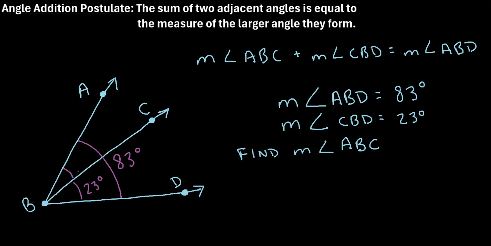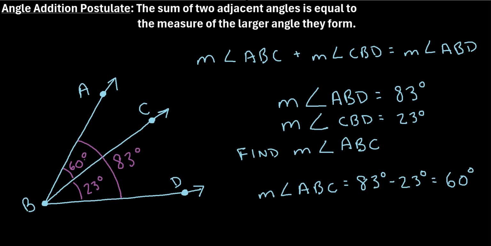Well, since we know that these two smaller angles must add up to the larger angle, we can just say the larger angle minus one of these smaller angles that we know must be equal to the missing smaller angle. So what we can say is the measure of angle ABC must be equal to 83 degrees, so the larger angle, minus this 23 degrees. What is 83 minus 23? That's 60. So the measure of angle ABC is 60 degrees. So we can write that right here, 60 degrees.